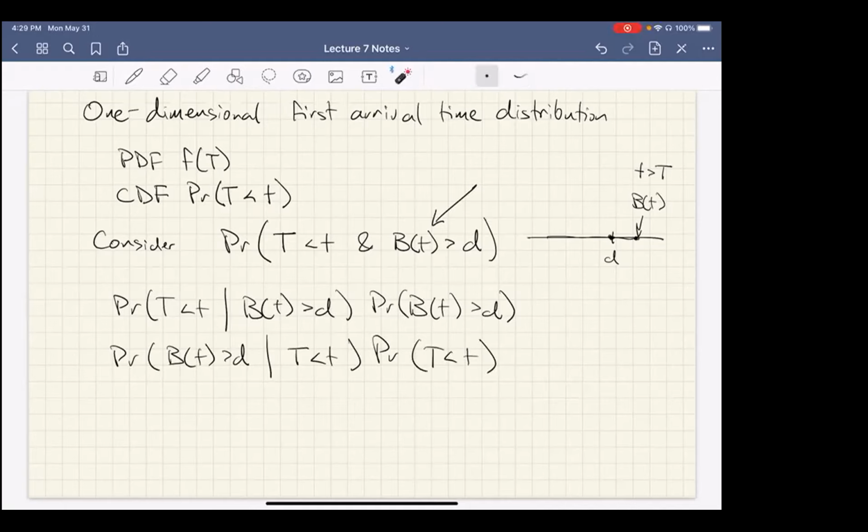Okay, so first off, look at this. What is the probability that the first arrival time is less than t, given that I'm past the boundary? Well, I just said that. I must have arrived at the boundary at some earlier time. If the Brownian motion is continuous, which it is, I must have arrived here at some earlier time in order to go past it. So I'm assuming that I went past it. So I must have arrived at some earlier time. So that means this is 1.